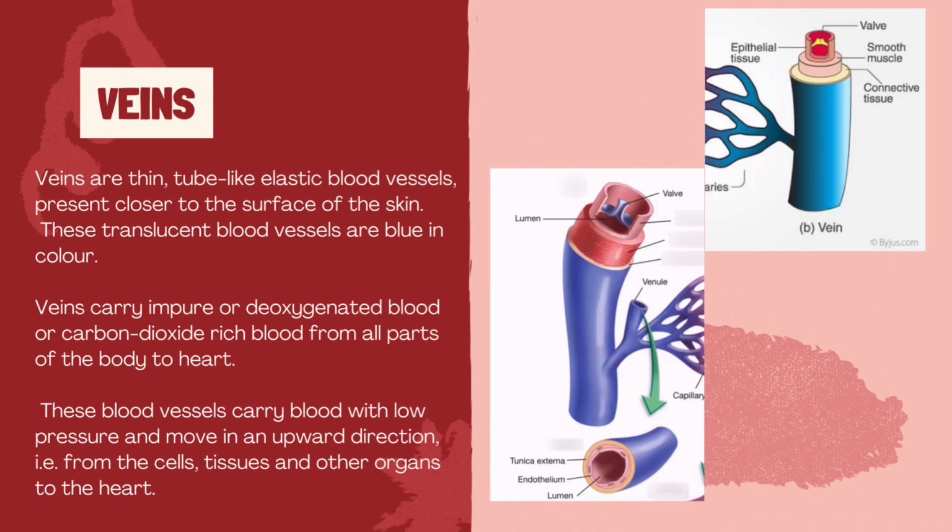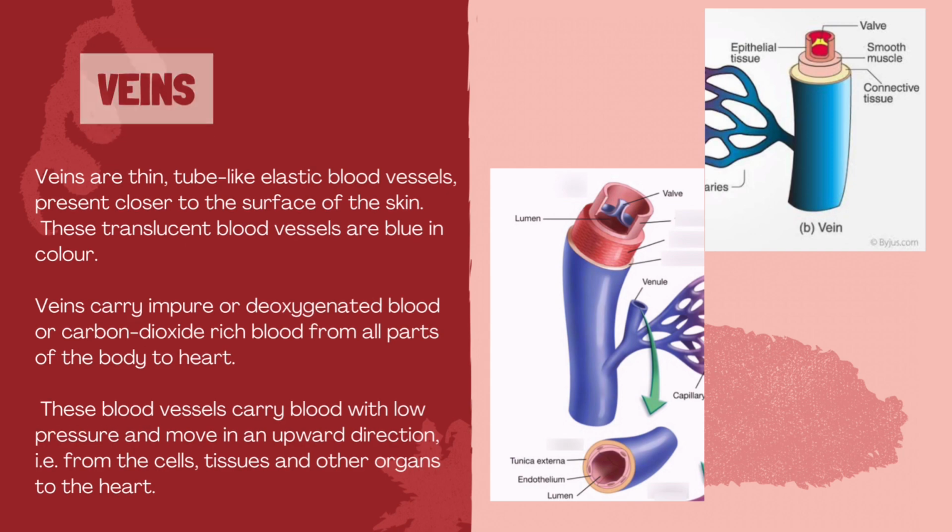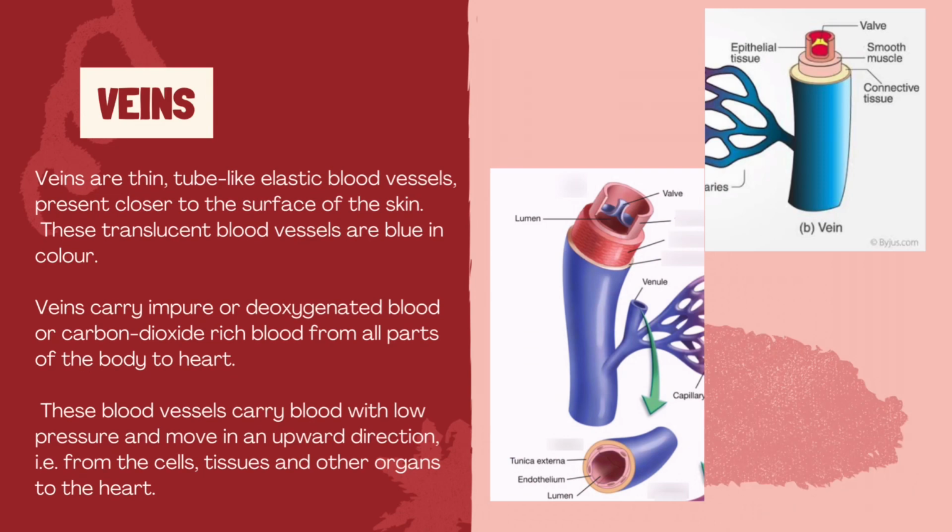Next is about the veins. Veins are also a kind of blood vessels, but they are thin compared to the arteries. They are tube-like elastic blood vessels. Like the arteries, they are located inside the body, but veins are closer to the surface of the skin. They are generally blue in color. That's why the veins that are visible to us on our hands and our wrist, which are blue in color, those are the veins.